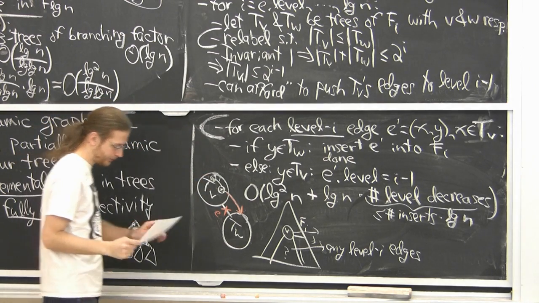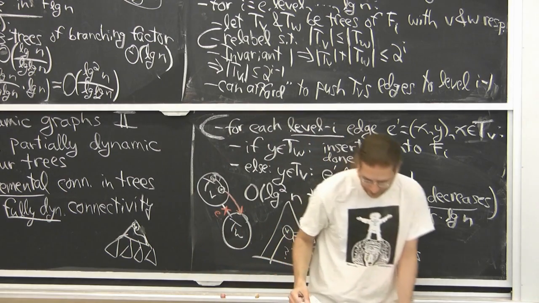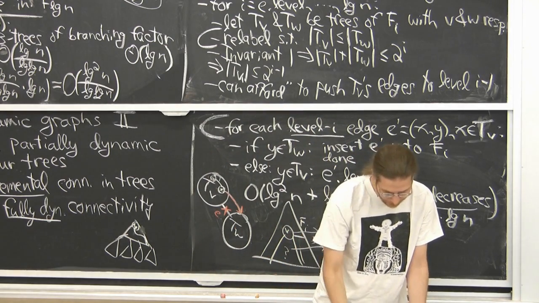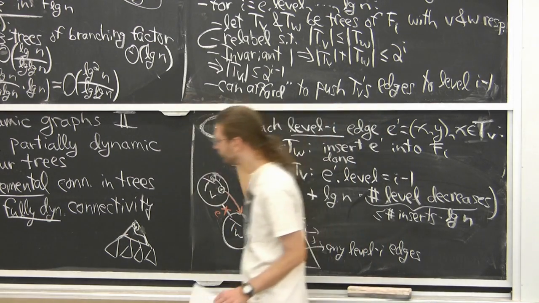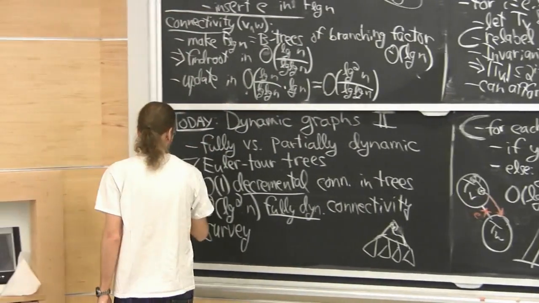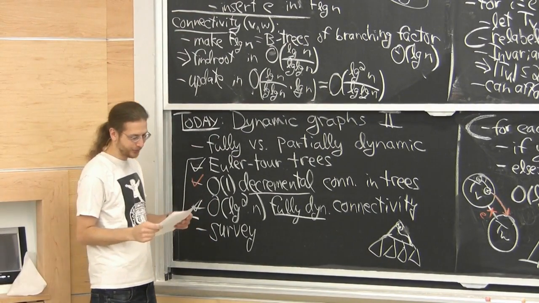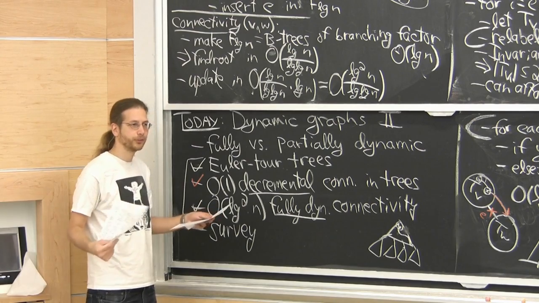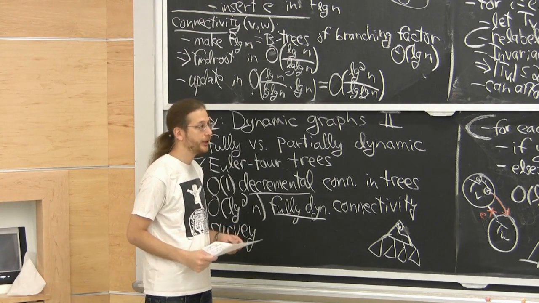OK, in the remaining two minutes, let me tell you briefly about other problems that have been solved. So this finishes log squared n fully dynamic connectivity. I wasn't planning to spend much time on this anyway. There are notes if you're interested in specific problems. I'll just tell you what the problems are.